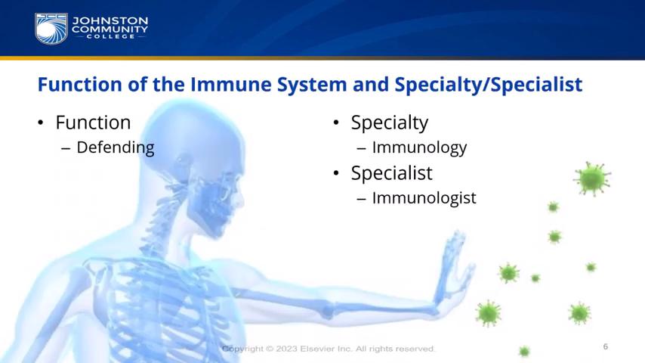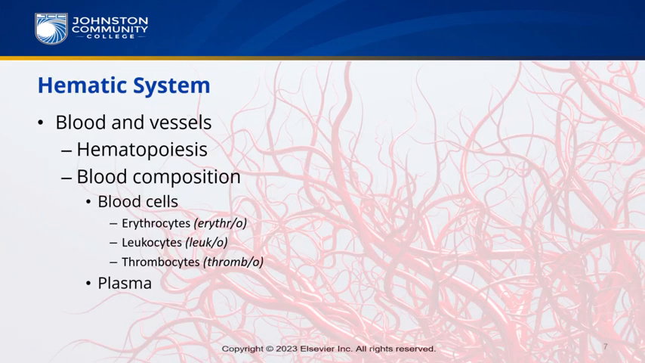Functions of the immune system, specialty and specialist. So the immune system is responsible for defending the body against disease via the immune response. The combining form immuno means safety or protection, and immunology is the study or diagnosis and treatment of diseases that affect the body's ability to defend itself. The specialist in this field is an immunologist. Hematic system.